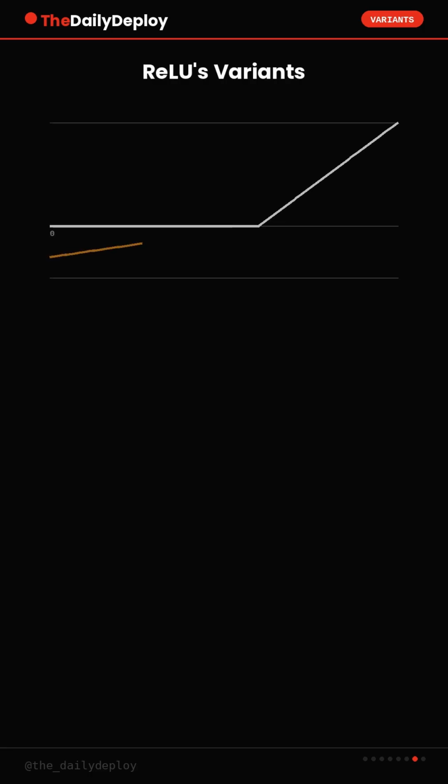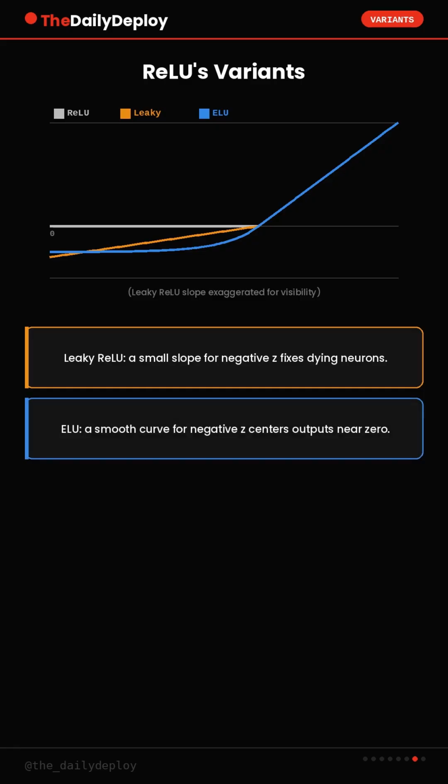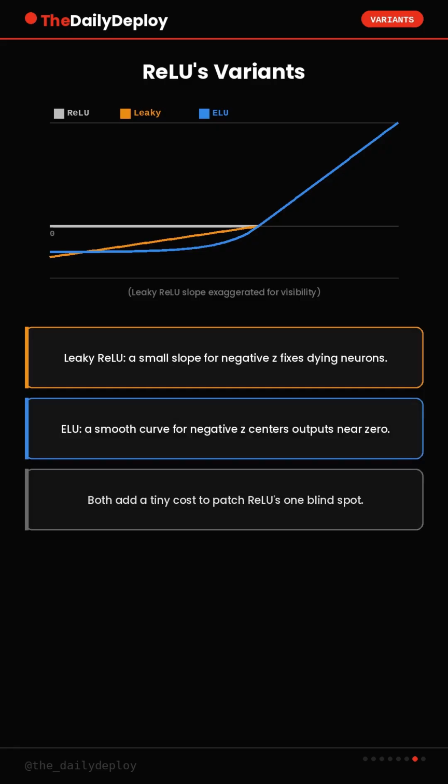To overcome the Dying ReLU problem, several improved versions were introduced. Leaky ReLU allows a small negative slope instead of becoming completely flat. ELU, or exponential linear unit, also keeps negative values active while providing smoother learning. These variants help prevent neurons from becoming permanently inactive.